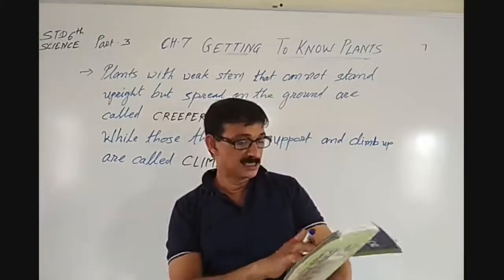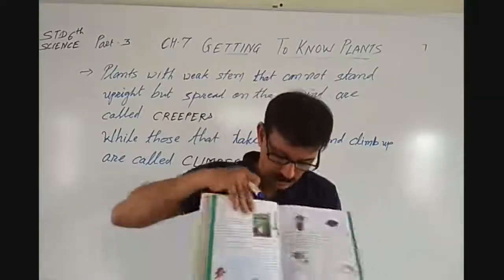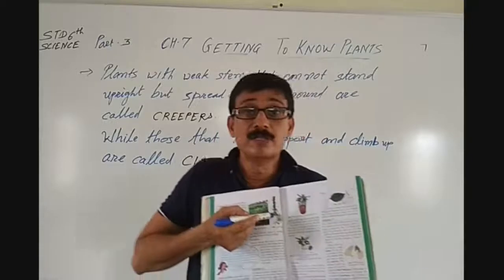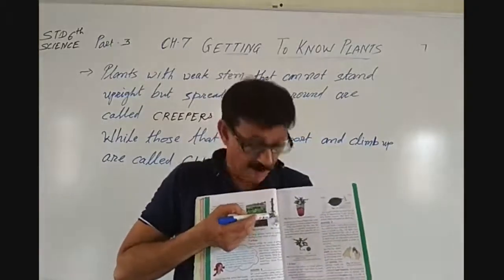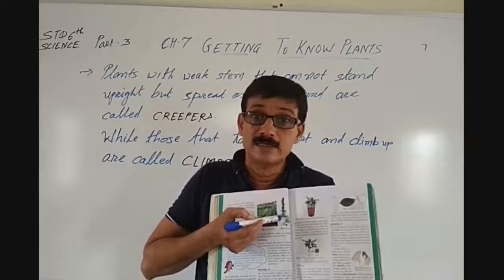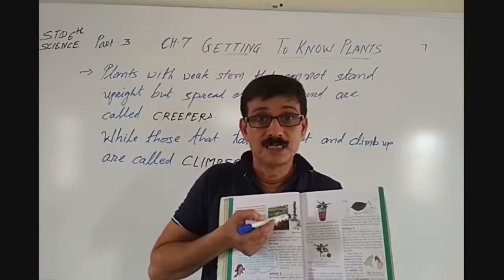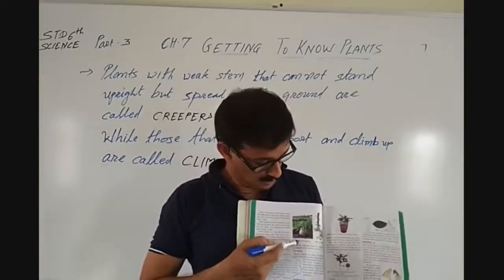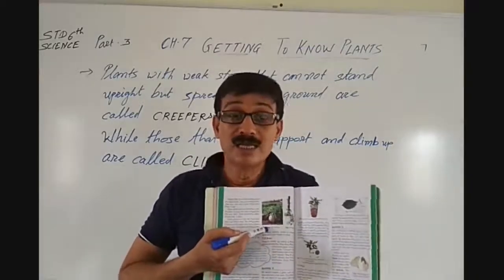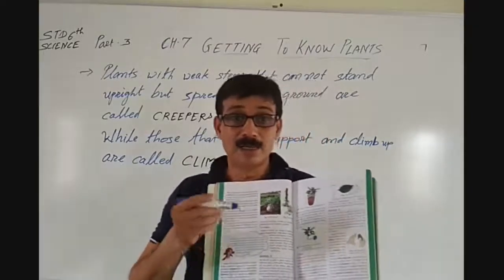See in this figure 7.5. In this figure 7.5, there is a money plant. This is a money plant, figure 7.5. And this is also a type of climber. And in this one, in this 7.4, it is a melon. It is a melon plant.